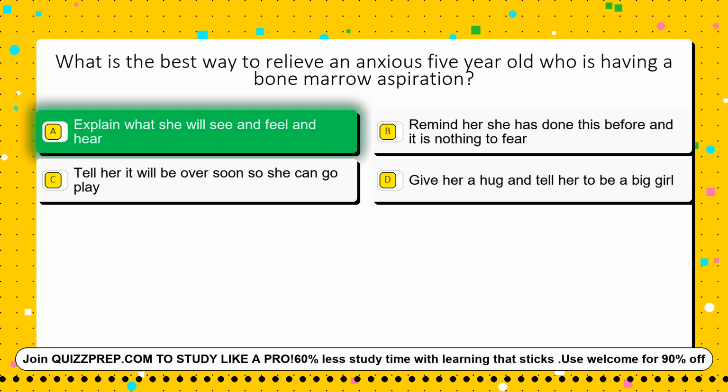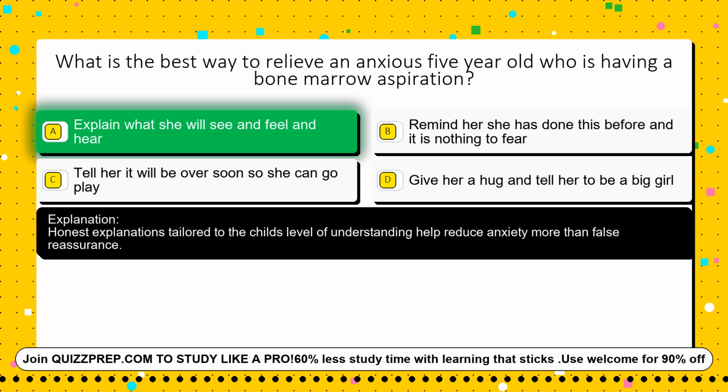The correct answer is option A. Explain what she will see and feel and hear. Honest explanations tailored to the child's level of understanding help reduce anxiety more than false reassurance.